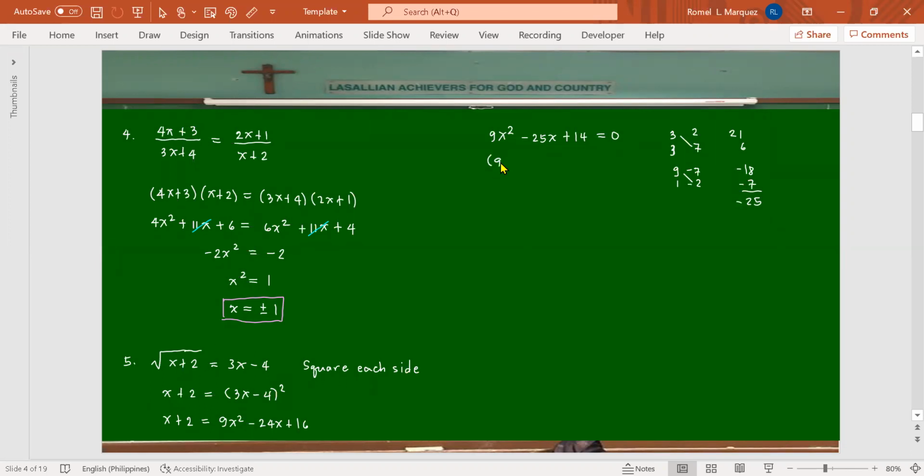So the factored form is 9x minus 7, times x minus 2. Am I correct, guys? Yes po. Negative 7, negative 18. There is no harm in trying, no? So that is part of it, no? Trying, you don't expect to be always correct, okay? Until you get the correct combination. So equate its factors to 0.